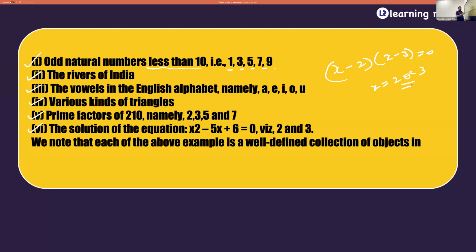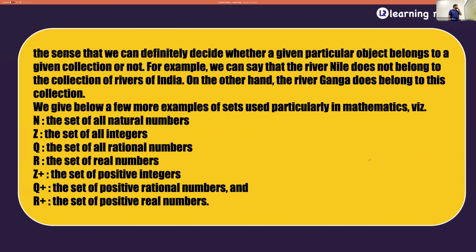So what happens here is each of them is a well-defined collection of objects. So basically a set is defined as a well-defined collection of objects. So these are all the basics. I'm sure you would have already known, right? No.